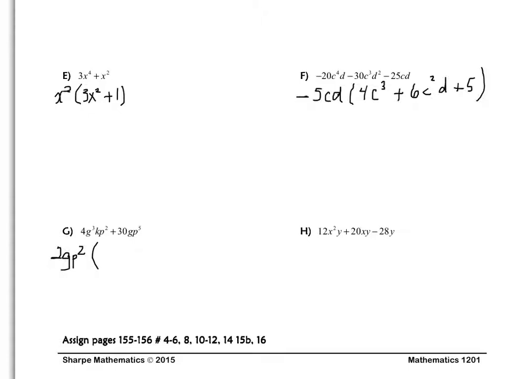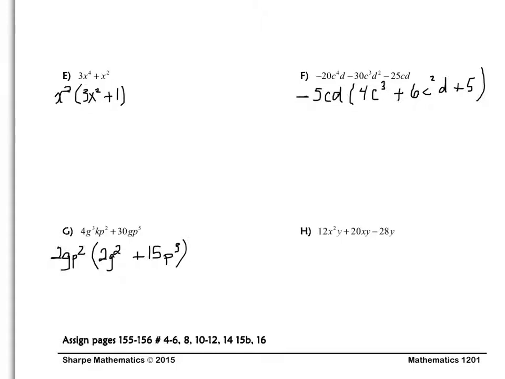So then when you compare, you've got 4G cubed K P squared divided by the 2 G P squared, so 4 divided by 2 is 2. G cubed, if you take out the G, you still got G squared left, and the P squared has come out. In the second term, 30 divided by 2 is 15, and then you've taken out the G, and you've taken out P squared, so there's still a P cubed left.